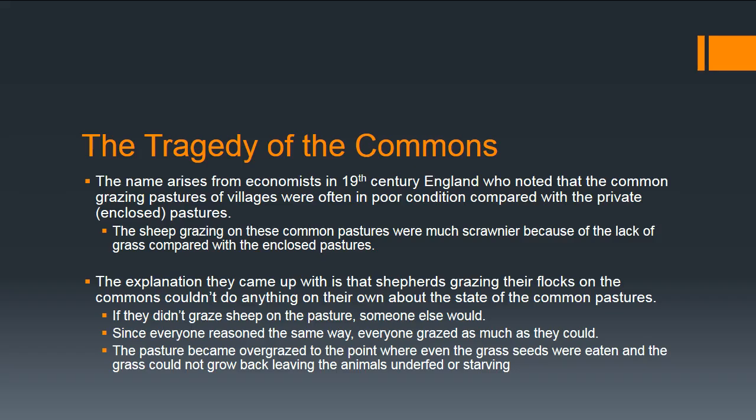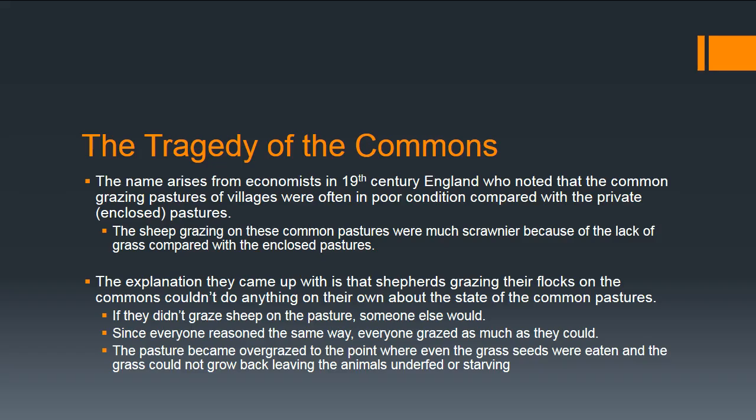Now, the name arises from economists in the 19th century who noted that common grazing pastures of villages in England, which was a traditional way of grazing small stocks of livestock, were often in poor condition compared with the private or enclosed pastures. The sheep grazing on these common pastures ended up being scrawnier because of a lack of grass compared with the enclosed pastures. And the explanation that these economists came up with is that shepherds grazing their flocks on the commons couldn't do anything on their own about the state of the common pastures.